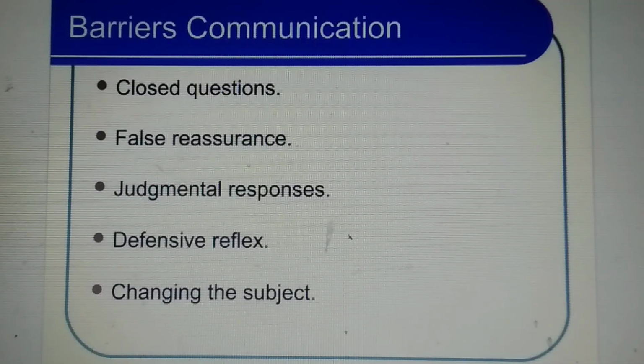The barriers are closed questions, false reassurance, judgmental responses, defensive reflex, and changing the subject. Those are the barriers.